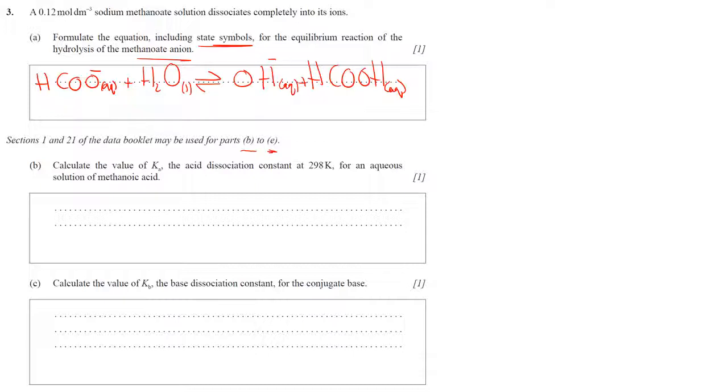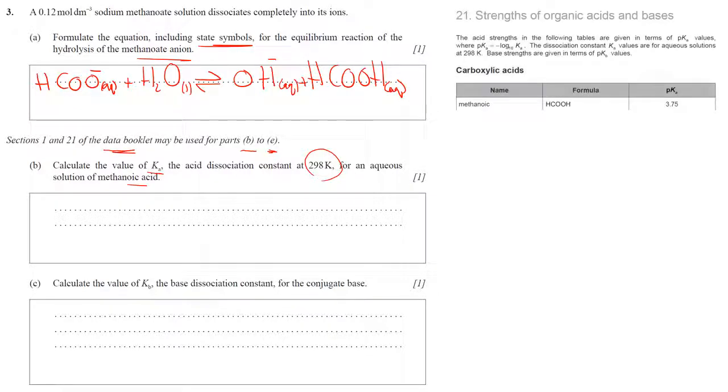Calculate the value of Ka, the acid dissociation constant, at 298 Kelvin for an aqueous solution of methanoic acid. It's very, very easy because you are instructed to use the data booklet. So we will return to the data booklet here. We have the pKa for methanoic acid, which is 3.75.